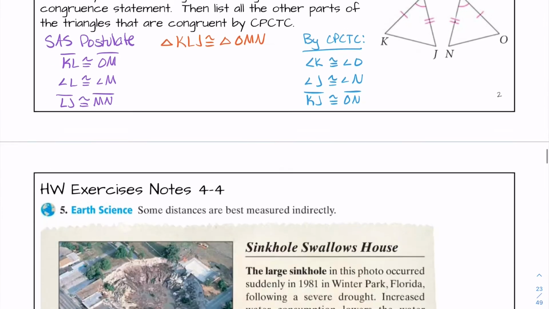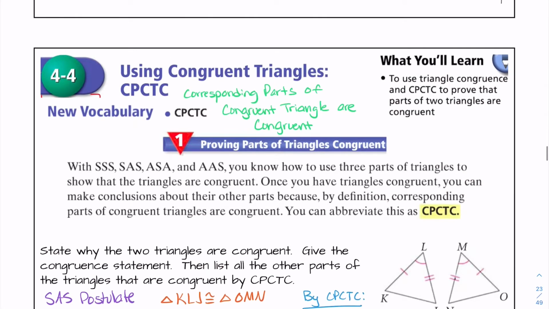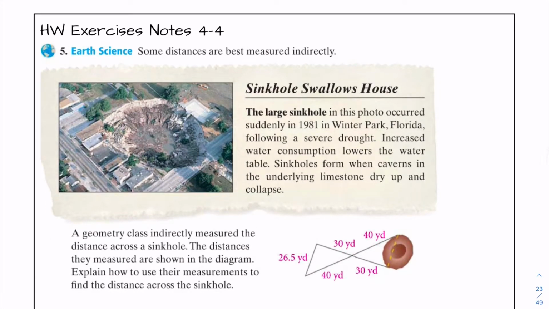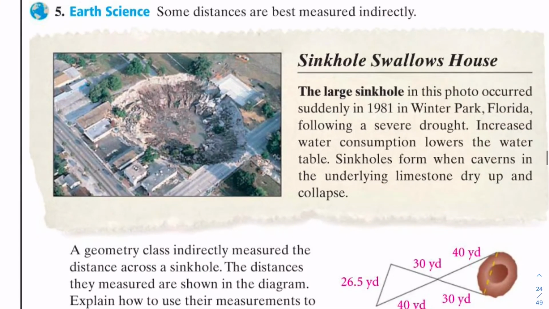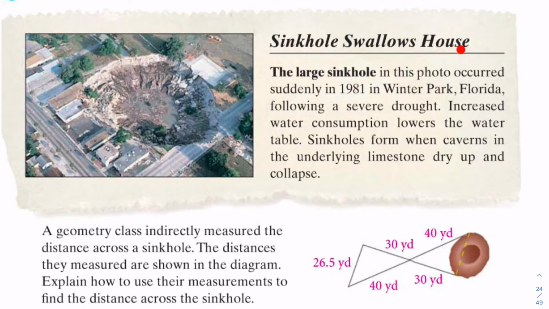All right. So we're already in the exercise notes. There wasn't too much to this lesson. It's pretty quick. What we have here is a problem with a sinkhole. So some distances are best measured indirectly. Probably don't want to walk over this sinkhole. Not a good idea.